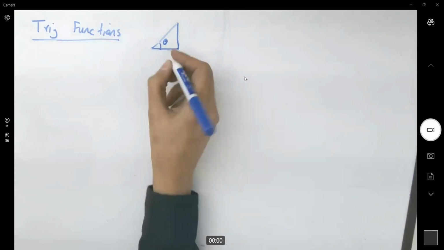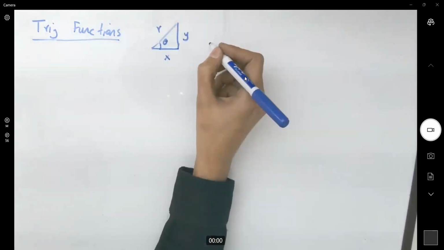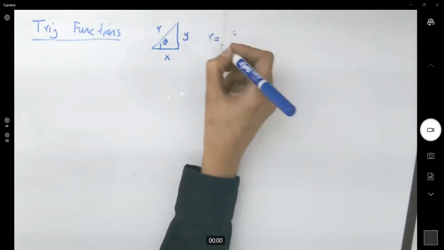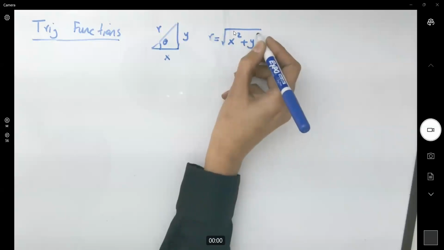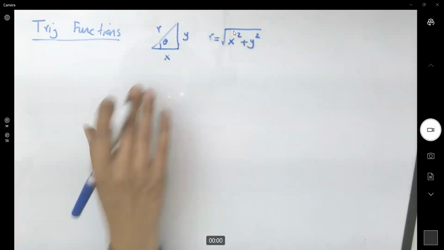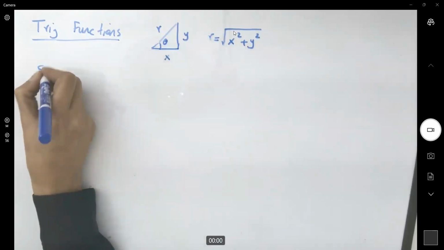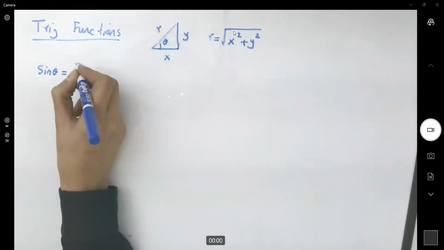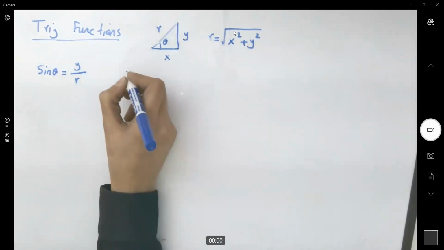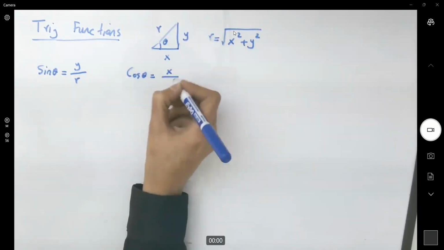You have x, you have y, and you have r. Remember that r is defined as the square root of x squared plus y squared. For this angle theta, we start defining some functions like sine theta, which is defined as y divided by r. We talked about the cosine function. Cosine theta is x divided by r.